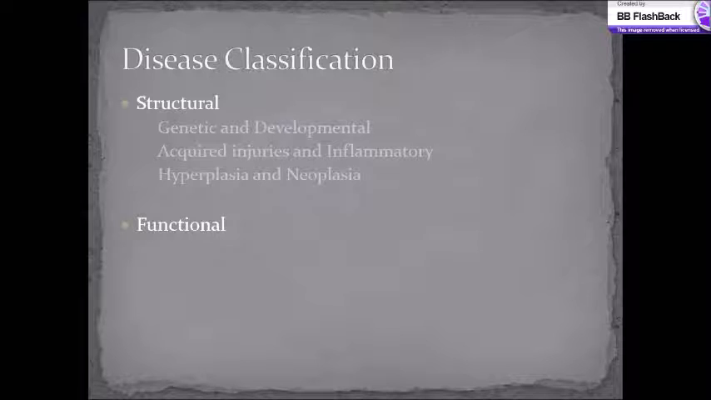Neoplasia occurs from a genetic change, and that produces a single population of new cells, which we'll also go over in more detail in the next module also.